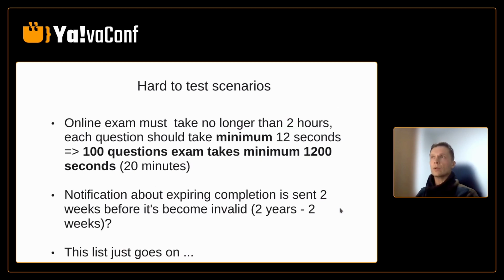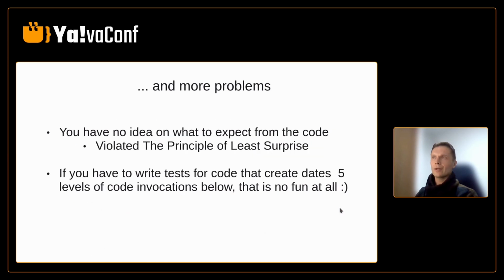And so there are some hard or impossible to test scenarios. For example, I like this one. An online exam must take no longer than 2 hours, but each question should take a minimum of 12 seconds. So for 100 questions, the exam should take a minimum of 20 minutes. And this is for proctoring. Essentially, we would like to ensure that no one will hack our course or finish courses too fast.